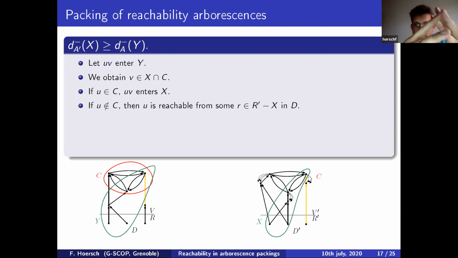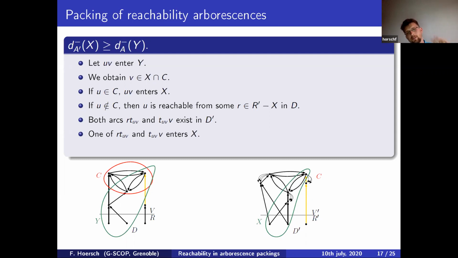Because the first vertex is not an X. The second vertex, I don't know. But the third vertex is an X. And so one of the two arcs has to enter X. Okay. And both of these arcs contain that vertex TOV.